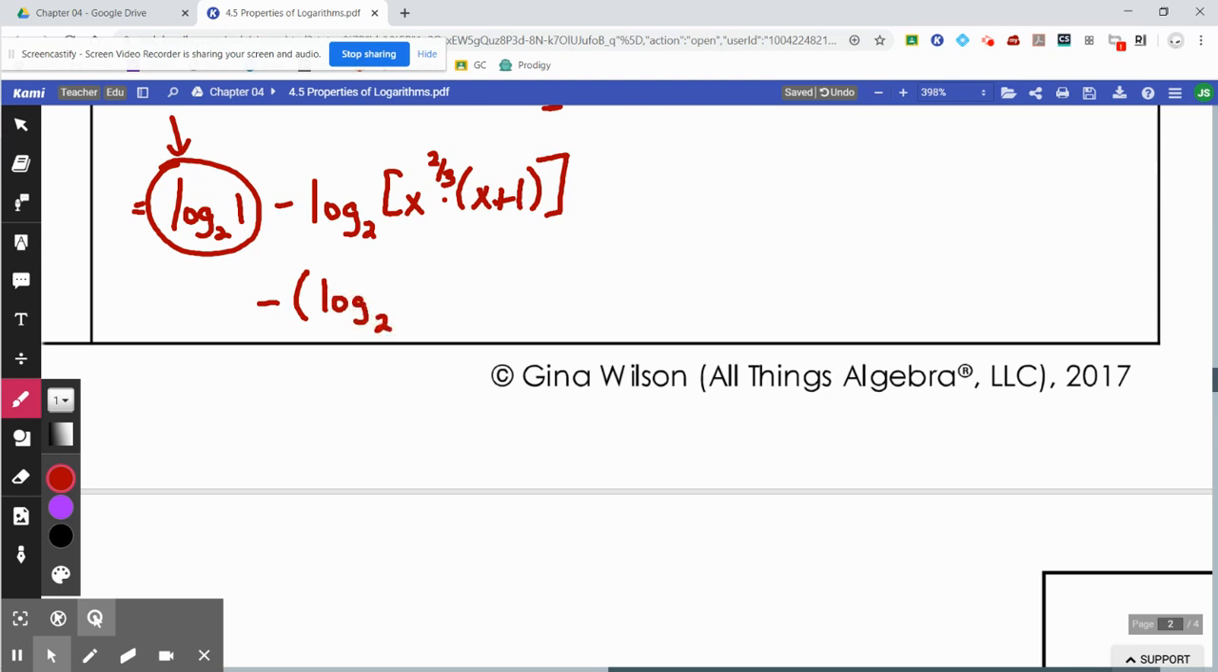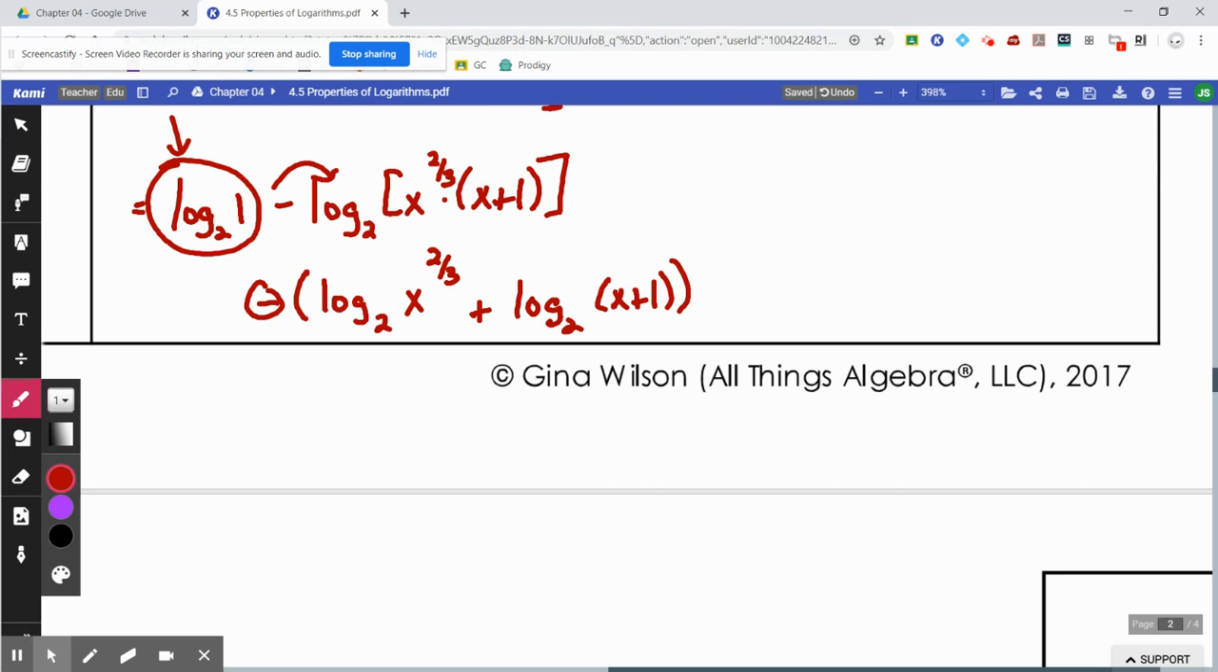So the log base 2 of x to the 2/3 plus log base 2 of x plus 1. And I'm going to close my parentheses there. That minus goes with both of those logarithms because the minus was out front when you split it, so you need to put the minus out in front of the whole sum when you do split those two.